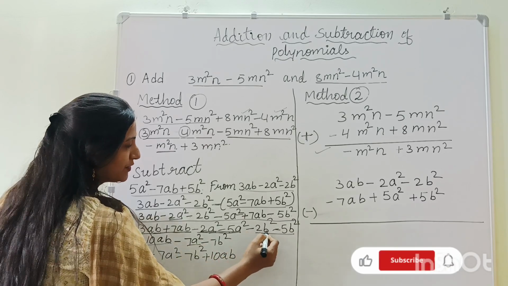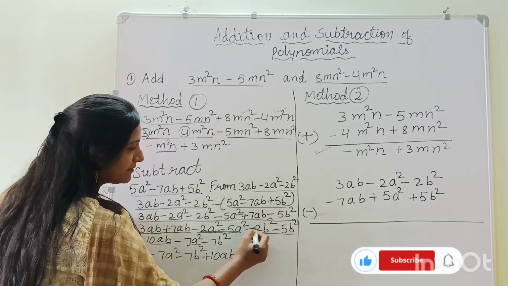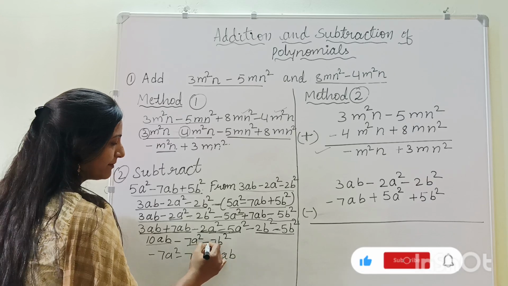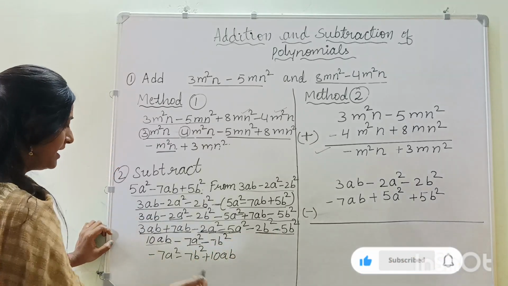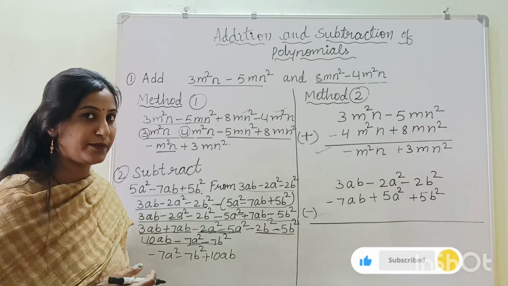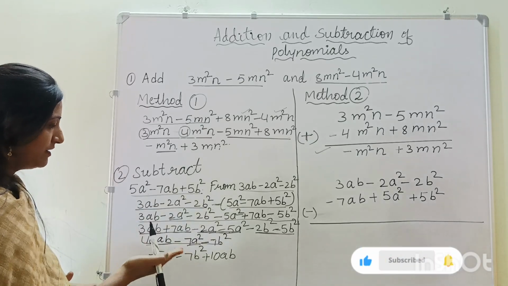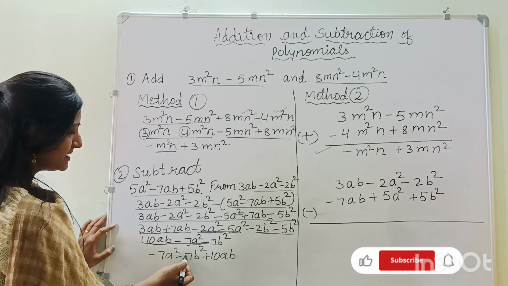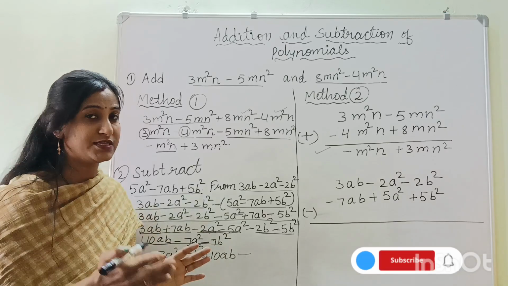Next, minus 2b square minus 5b square. Again, these two are like terms. You can add. Why? Because both are negative. So 5 plus 2, 7. Minus 7b square, because both are negative terms. And after subtracting, we have to rearrange the terms according to decreasing powers. So the highest power is what? 2. So minus 7a square minus 7b square plus 10ab. So this is one of the methods for subtraction.